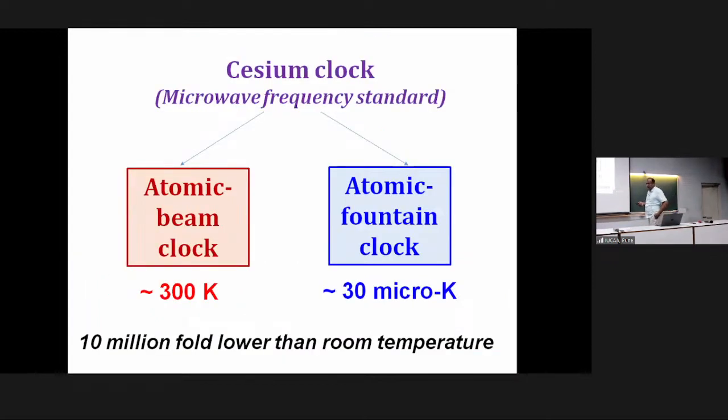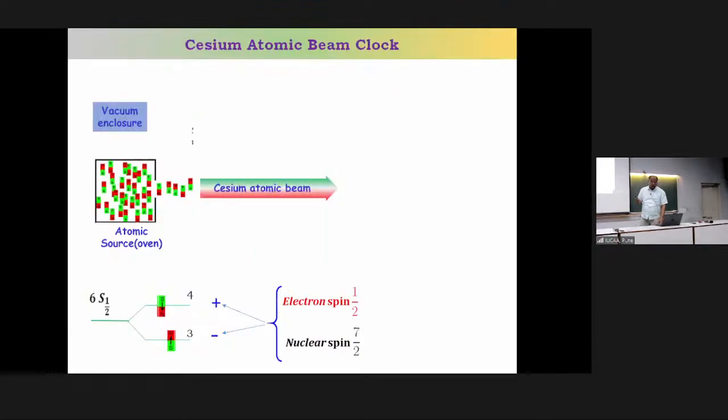Now, this microwave clock can basically be divided into two types. One is at room temperature operation, 300 Kelvin. And further, these cesium atoms can be laser cooled to nearly 0 Kelvin and trapped. Then it is called a cesium fountain. It's the same cesium, but by introducing laser cooling and trapping techniques, it can be more accurate. This is another type of clock, called the atomic fountain clock. I will try to explain the principle of these two.